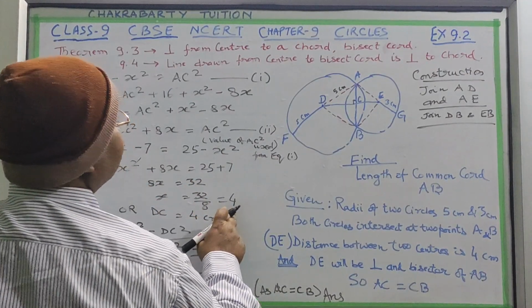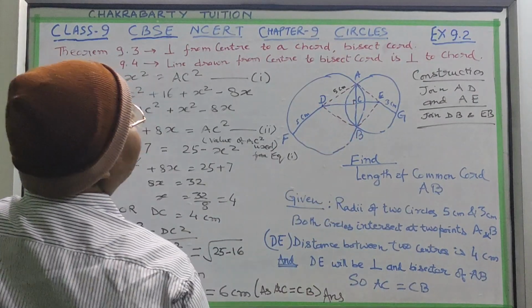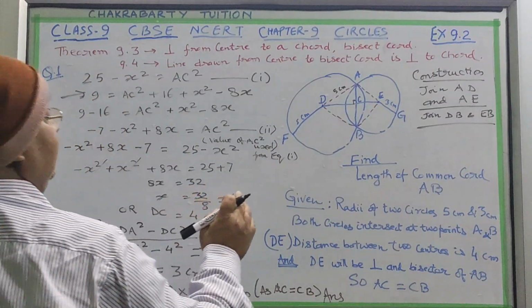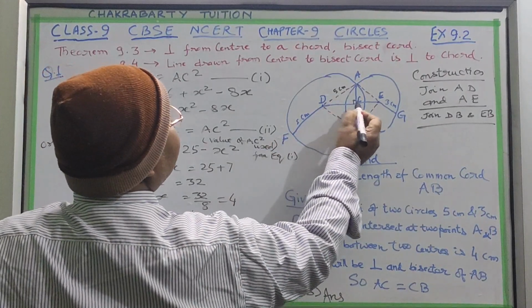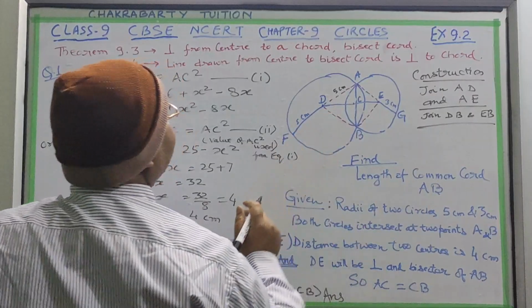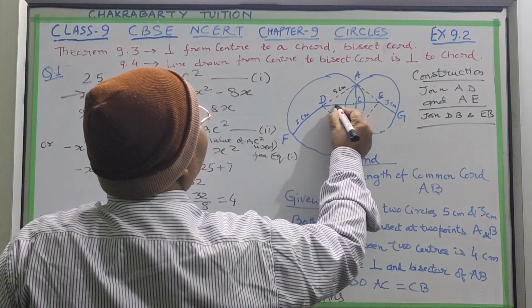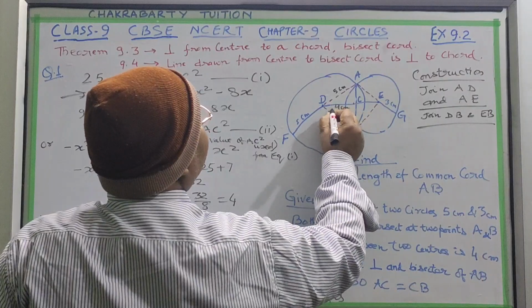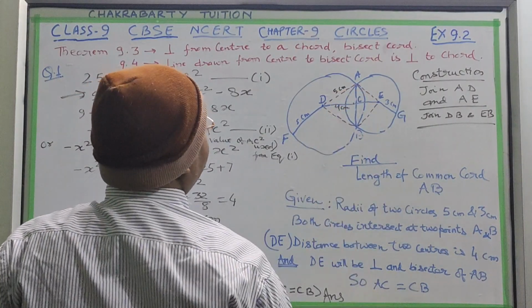Means what we have presumed as DC, DC we have presumed as x. So x is equal to 4. It means from here to here, from this line to DC, it is 4 centimeter. Now we have proved it is 4 centimeter. 4 cm we have found out. So this line we have found out, so only AC we have to find.